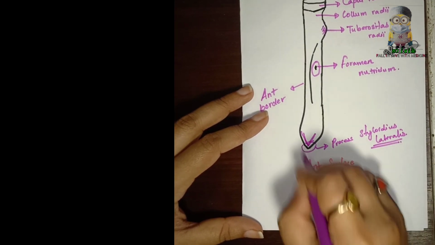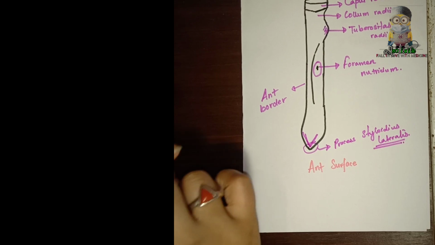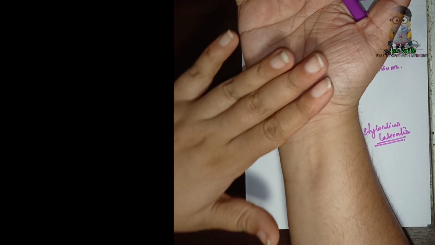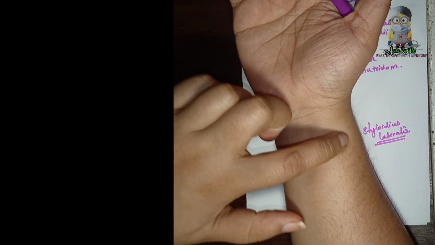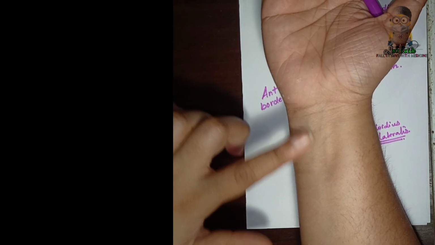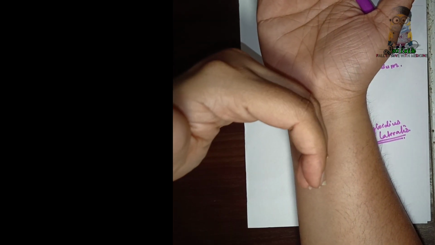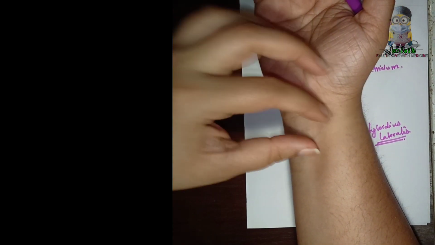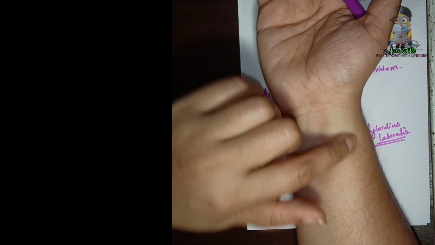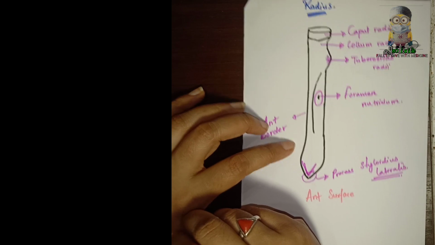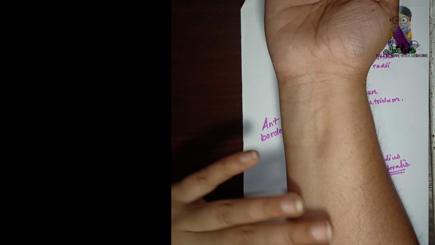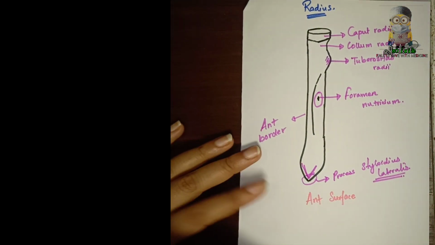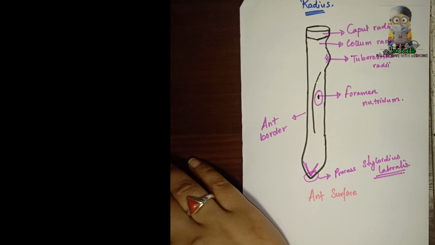Why is this part known as lateral? As you can see, this is our hand, right? So the radius will be found here, and here we will find the ulna. So the radius is lateral to our hand, lateral to our body. So the styloid process will be found here, on the lateral side. That's why it is known as processus styloideus lateralis. If our radius were on the medial side, then it would be known as medialis. But our radius is on the lateral side. That's why this is known as processus styloideus lateralis.